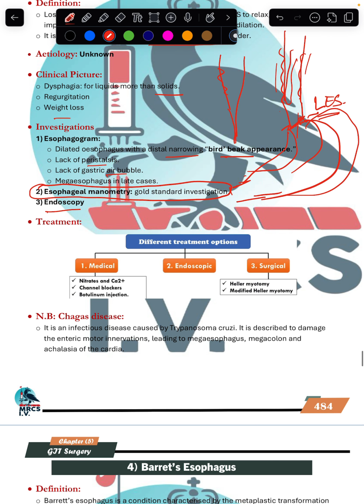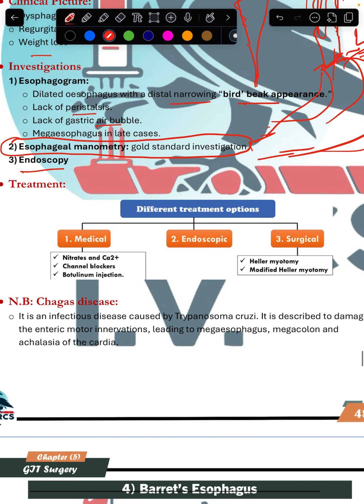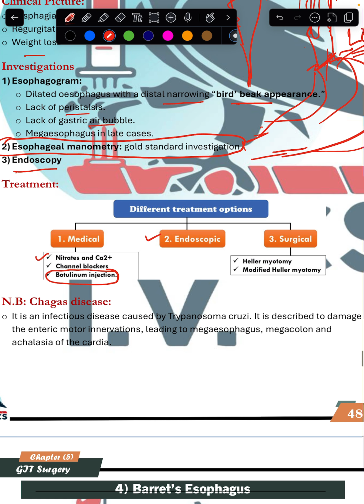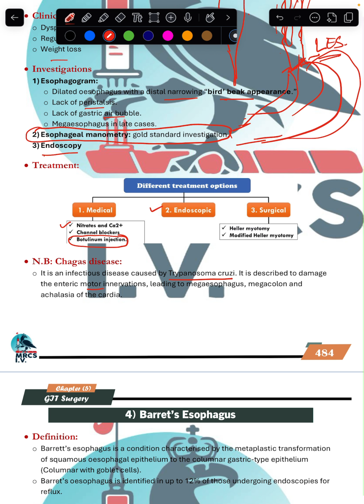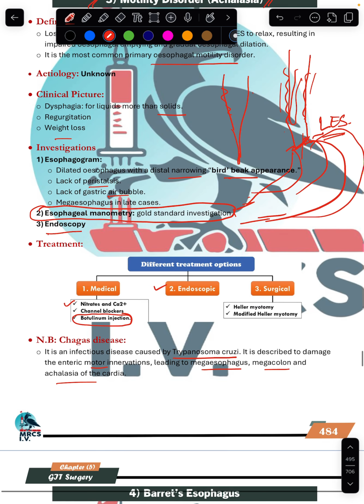Now, different treatment options are there. Medical: you have to give nitrates, calcium channel blockers, and sometimes botulinum injection. Then endoscopic options, different dilatations, and surgeries: Heller's cardiomyotomy or modified Heller's. Note Chagas disease, an infectious disease caused by Trypanosoma cruzi. It is described to damage the enteric motor innervation, leading to megaesophagus, megacolon and achalasia of the cardia. So this was about achalasia cardia.